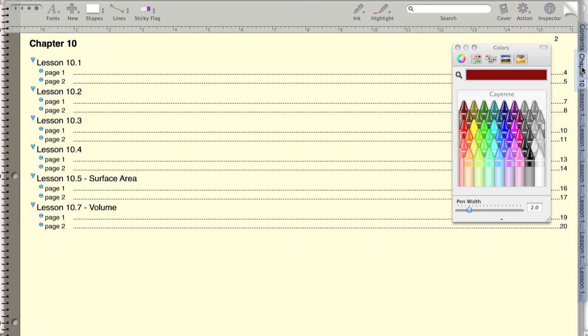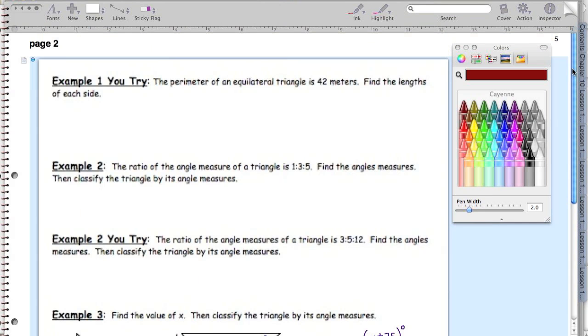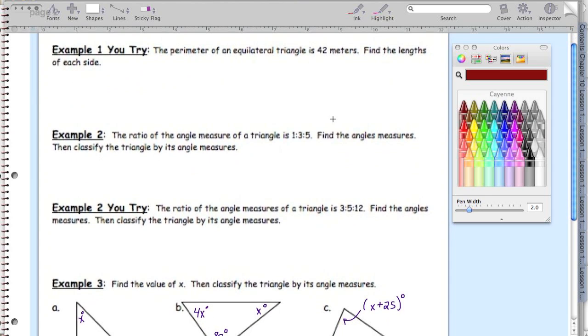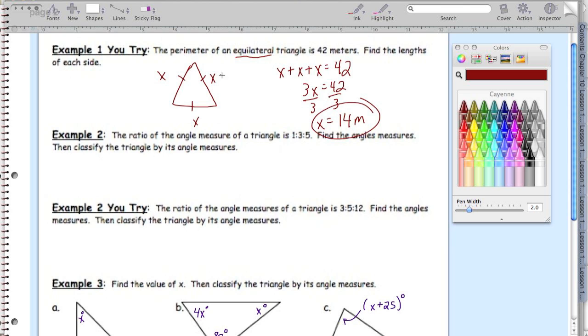Okay, let's try another one. If you take a look here, perimeter of an equilateral triangle is 42 meters. Find the lengths of each side. So it's an equilateral, so all the sides are the same. We don't know any of the sides, so we can call each of them X. And we're told that the perimeter is 42. So X plus X plus X is going to equal 42. 3X equals 42. Divide by 3. X equals 14 meters. So they're all 14 meters.